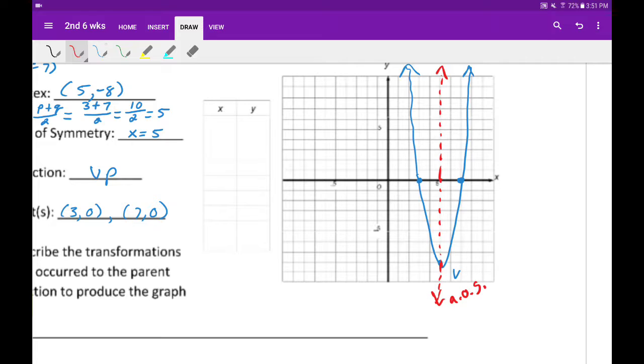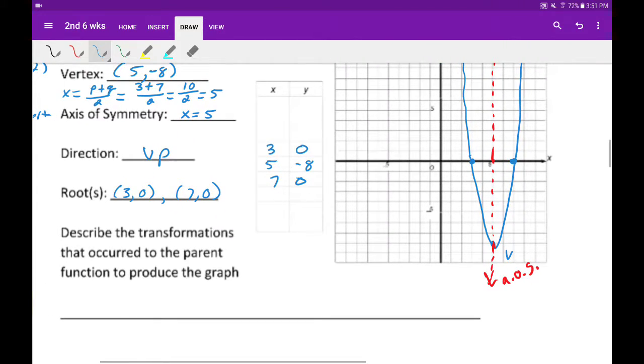All right, let's talk about some important points. We got pretty much the important points here. We got a vertex of 5, negative 8, and then we got our two roots, 3, 0 and 7, 0. Those are the only three points you need for graphing in intercept form.